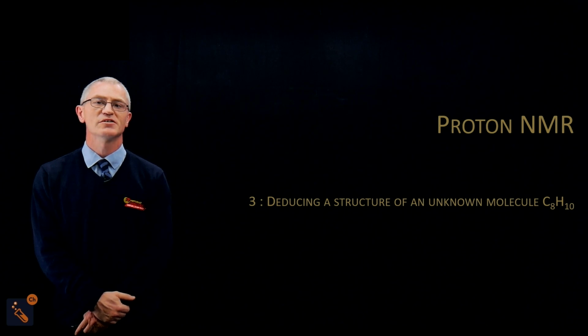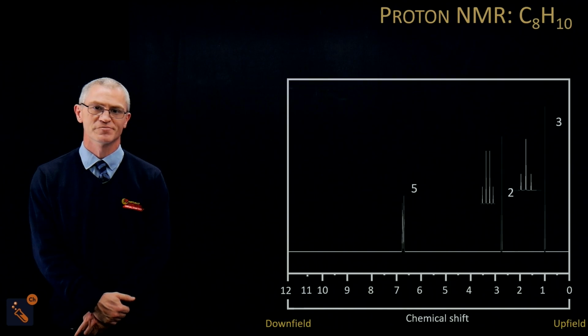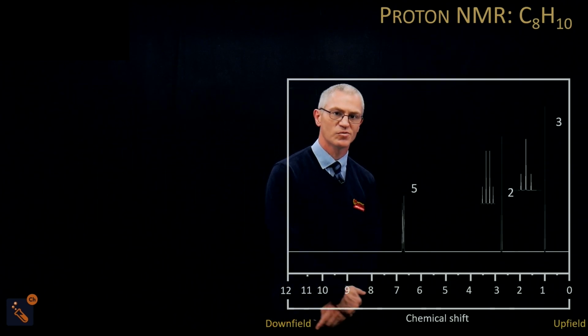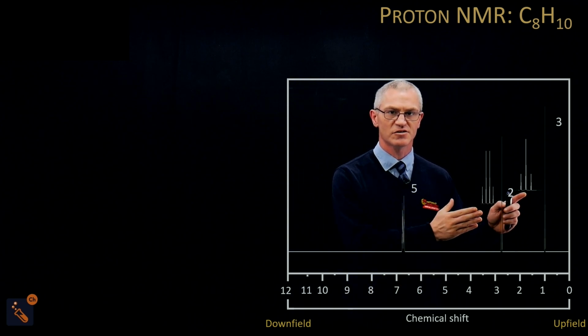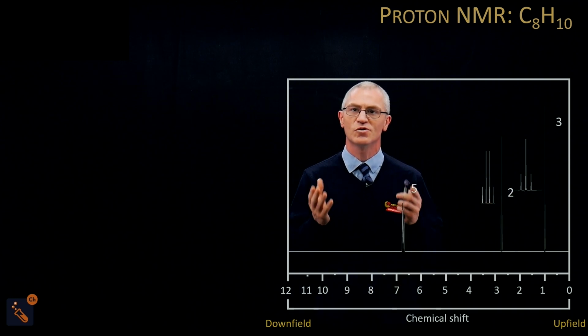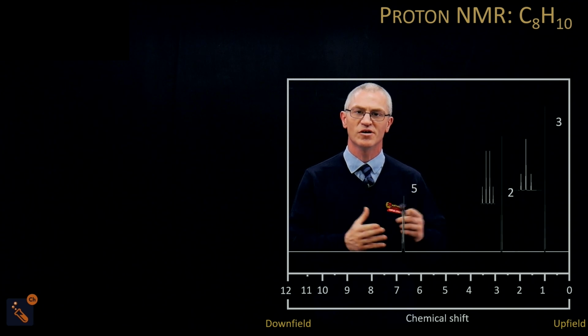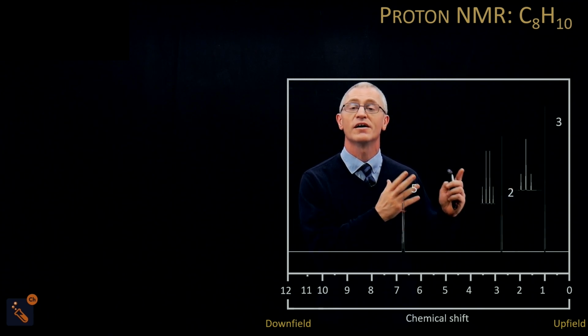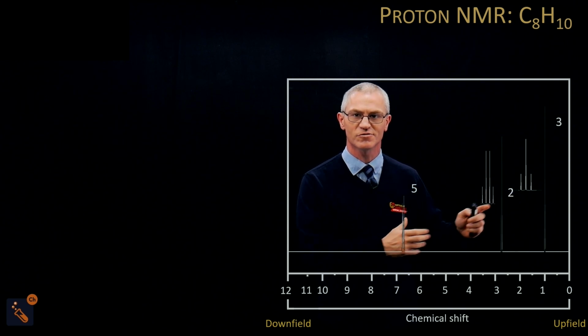In this video we're going to talk about deducing the structure of C8H10. So, if we look at the NMR, you will see that we have a triplet and a quartet, and if you watched video number one, that's indicative, with that 2 and that 3, of an ethyl group. So that is an ethyl group.